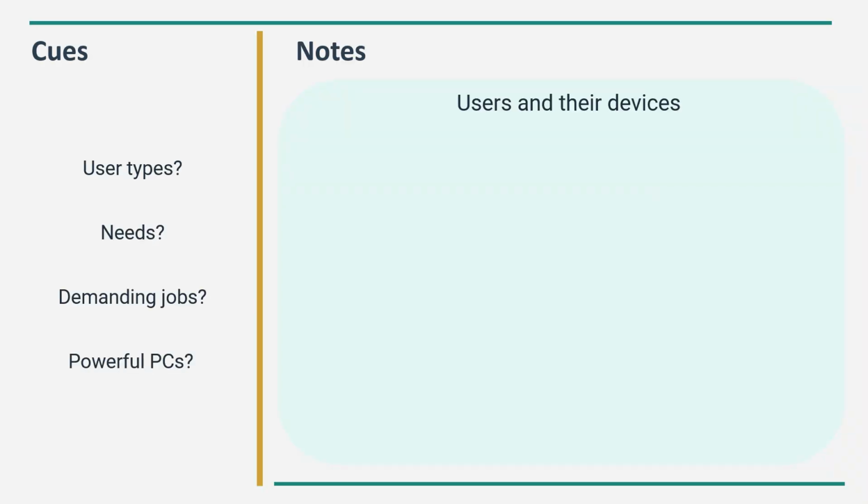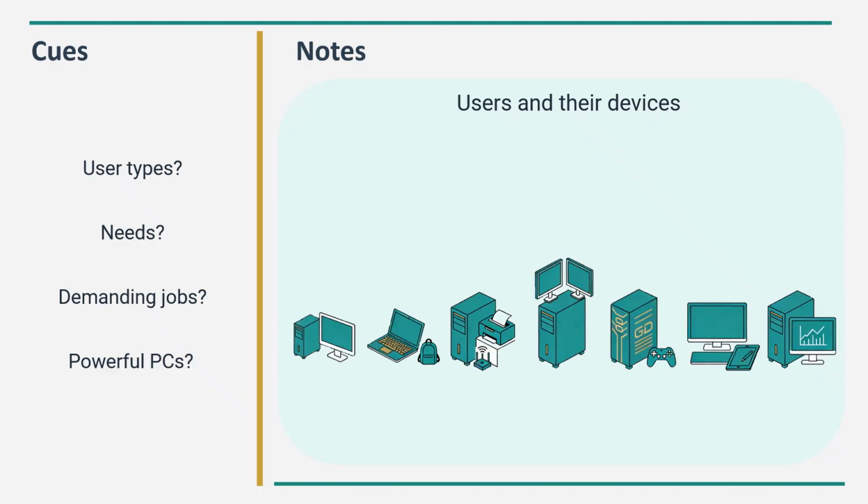Not all computer users need the same kind of machine. Different people do different jobs, so they need different devices and peripherals. Today we're going to look at 7 user types and see what makes each one choose their computer setup.